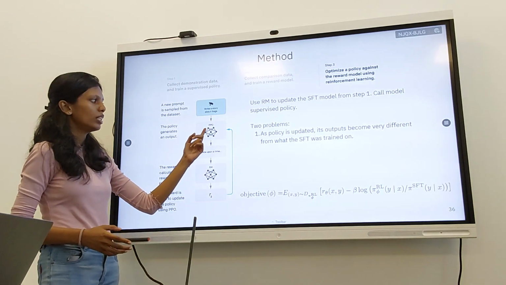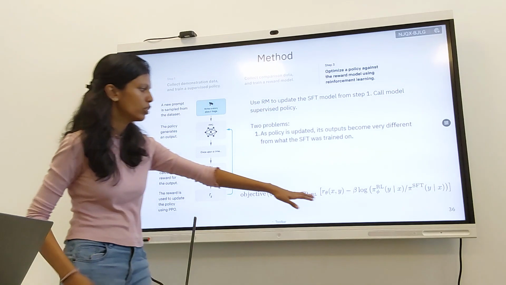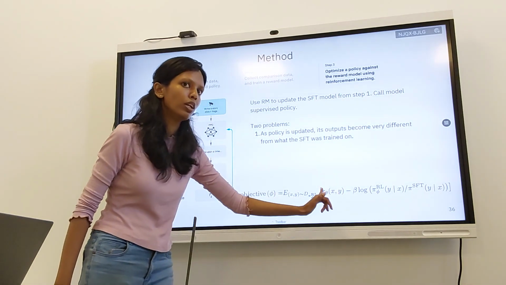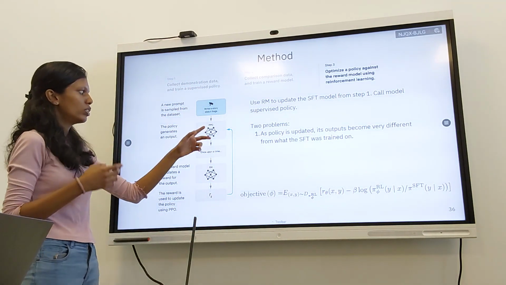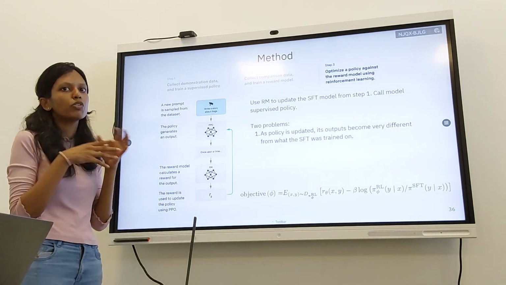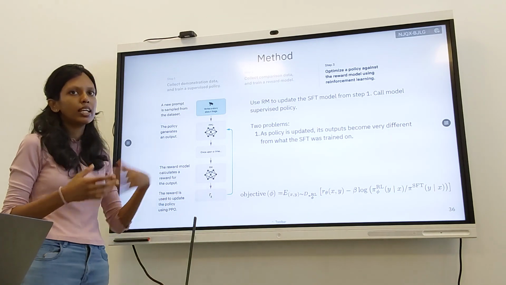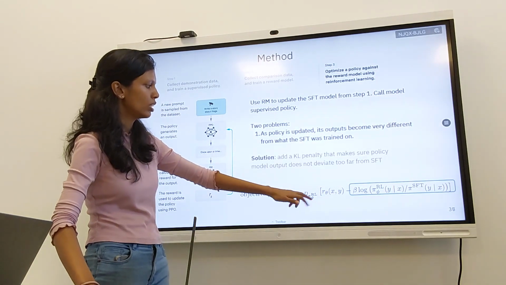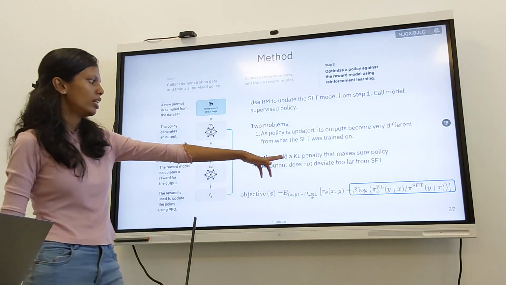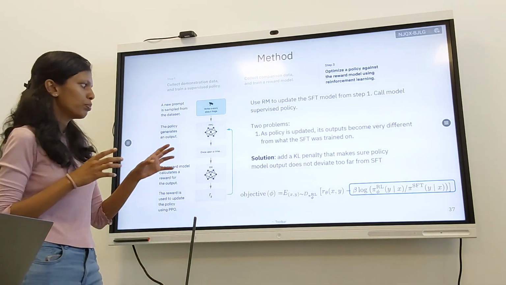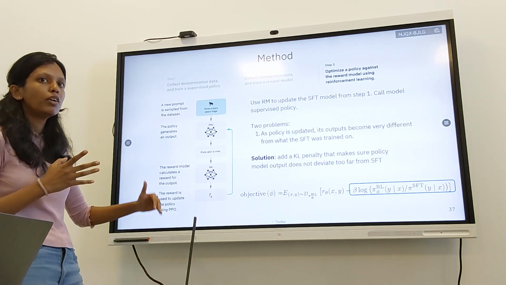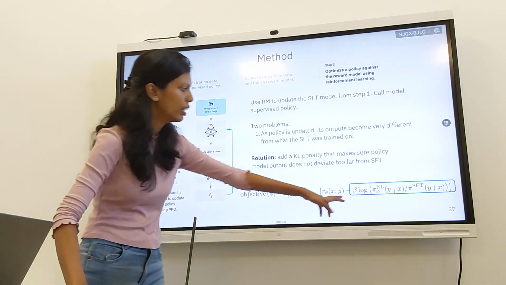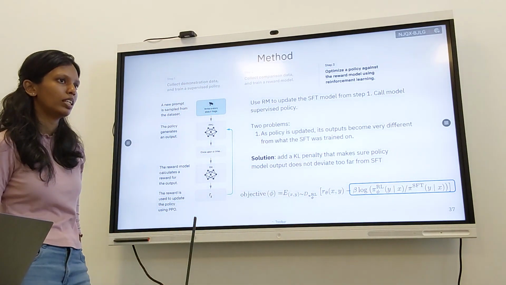So when the policy is trained, if we are only trying to maximize this part, the reward, this model will be prompted to generate out of the blue responses to get a higher reward. To mitigate that, they introduce this part. This is where they add a KL penalty that makes sure that the policy model output does not deviate too far from the SFT that we trained earlier. And as you can see, this beta is the one that gives the weightage to this penalty.